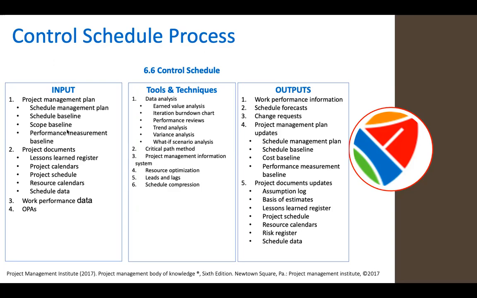Outputs will be work performance information, schedule forecasts, change requests, and project management plan updates, where the schedule management plan will be updated, the schedule baseline will be updated, the cost baseline will be updated, and the performance measurement baseline will be updated here. Right? So what kind of project documents are we going to update? We'll update the assumption log, basis of estimates, lessons learned register, project schedule, resource calendar, risk register, and schedule data.